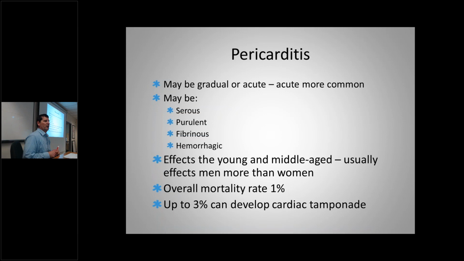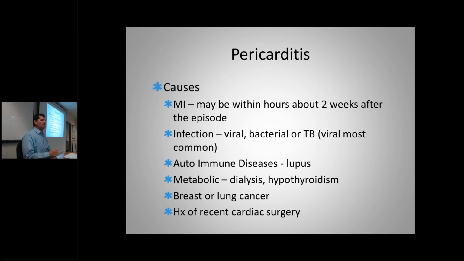So when we talk about pericarditis, it can come on as a gradual onset, or it can come on acutely. It can come from all these different aspects. It can affect all different ages. I hate when they talk about percentages because there are giant studies, but it can present in different ways. As for causes, it can basically happen after an MI. It can come from infections. It can come from different autoimmune diseases.